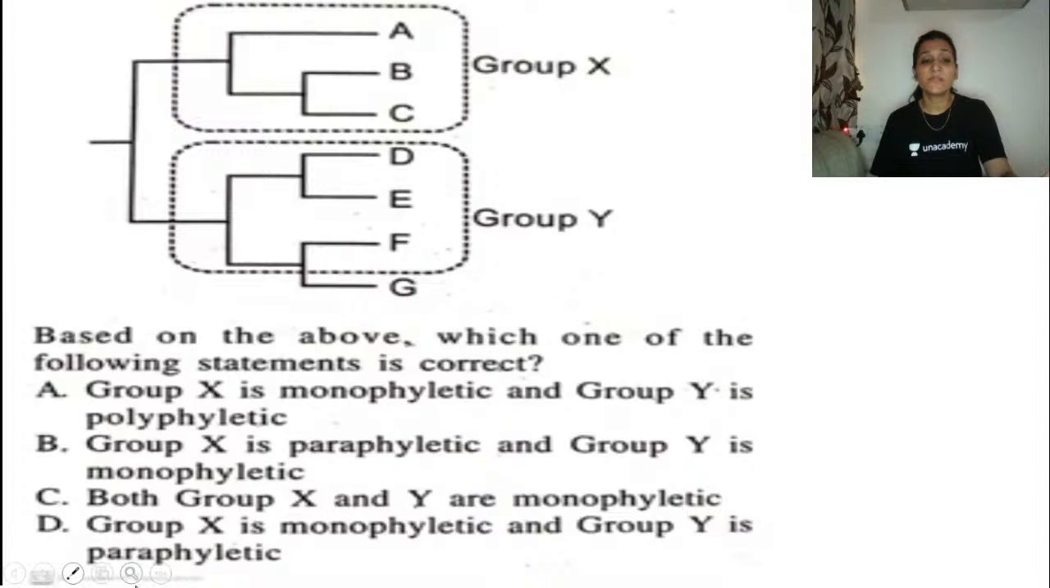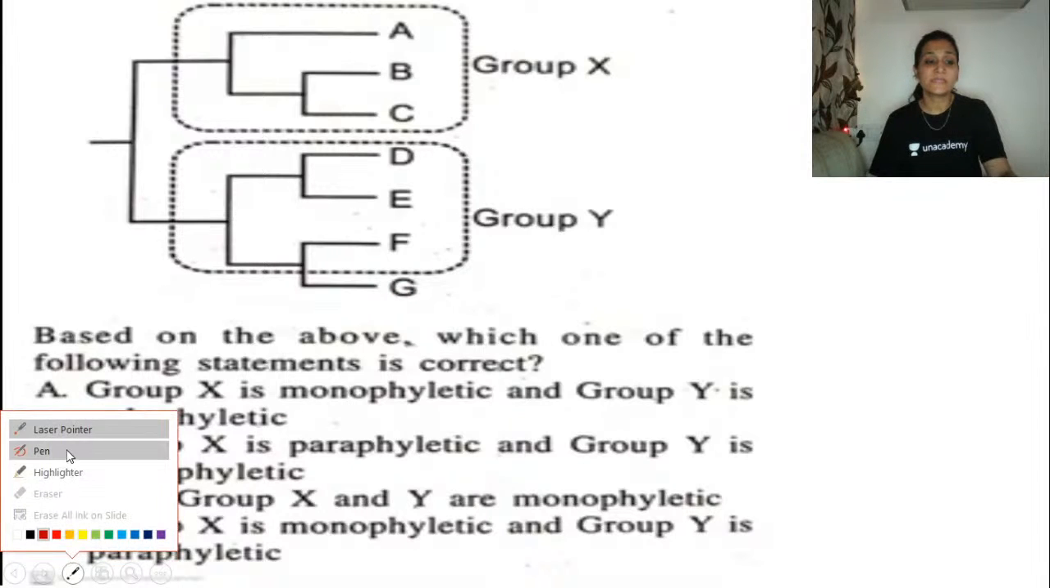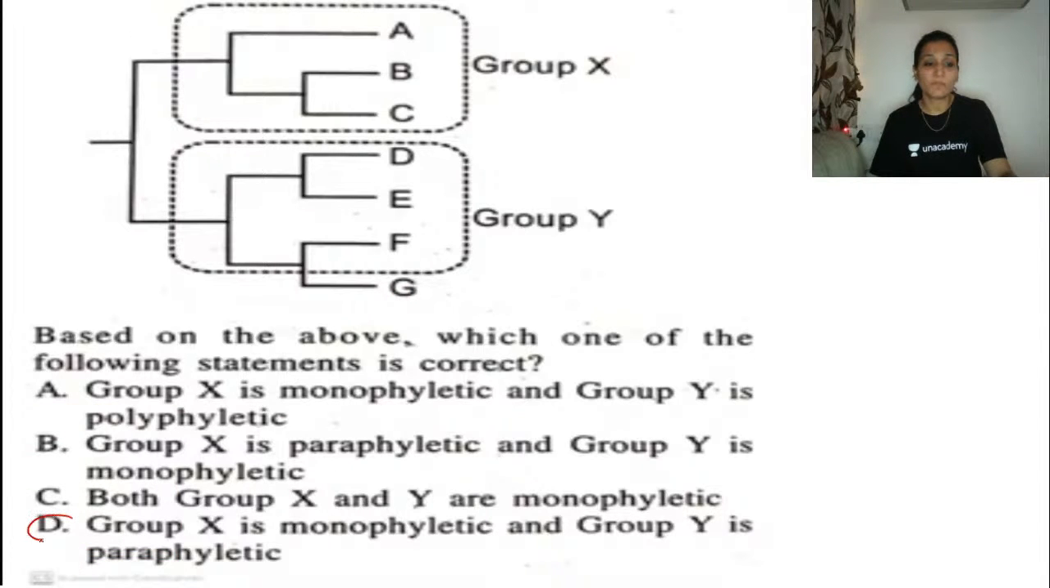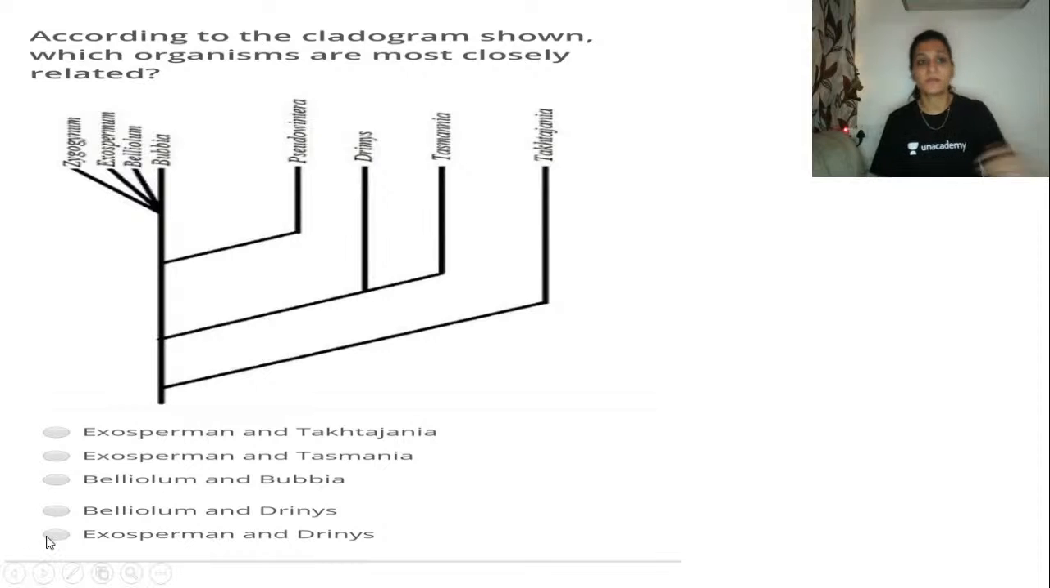So this might be true. So yes, in this we can go for option number D, because X is saying that it is monophyletic and Y is saying paraphyletic. So yes, this is the right answer. And according to the cladogram length shown, which organisms are most closely related?